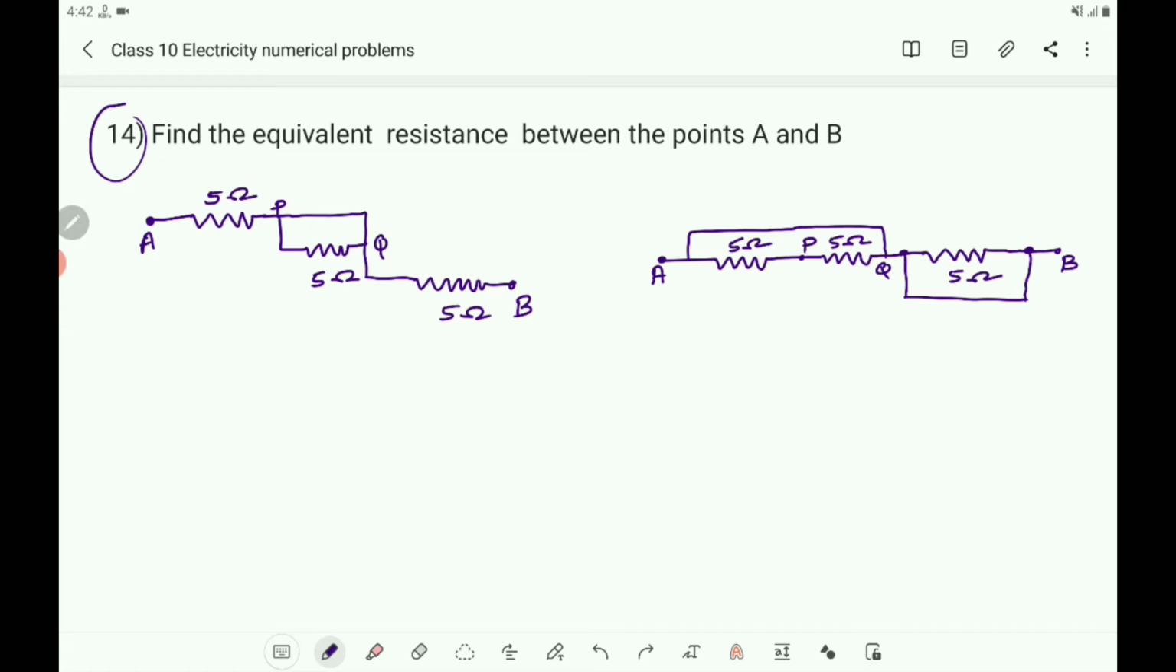Therefore, the 5 ohm resistance between P and Q is ineffective. There is no effect here. So you have to leave this. As there is no effect of this resistance, as the points P and Q are at the same potential, the 5 ohm resistance between P and Q is ineffective. So you write that. This is the first one. This is the second one. So you write.